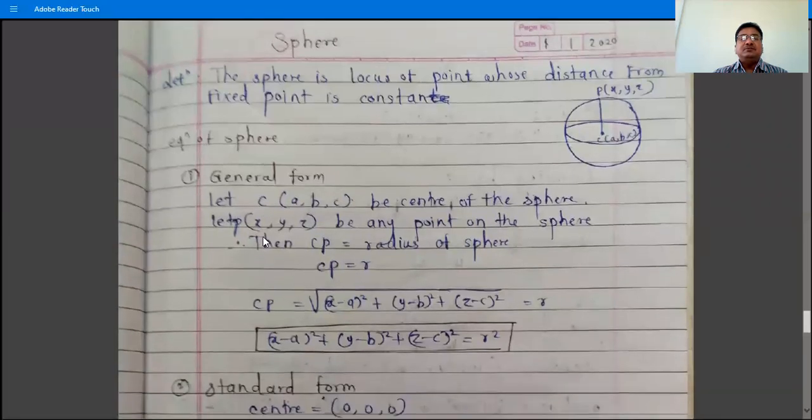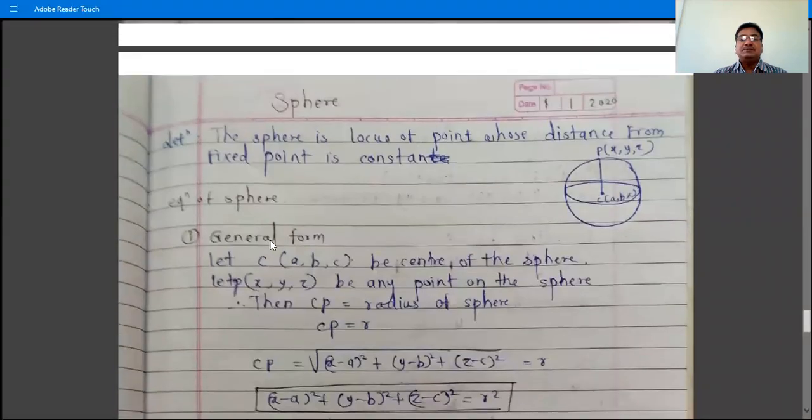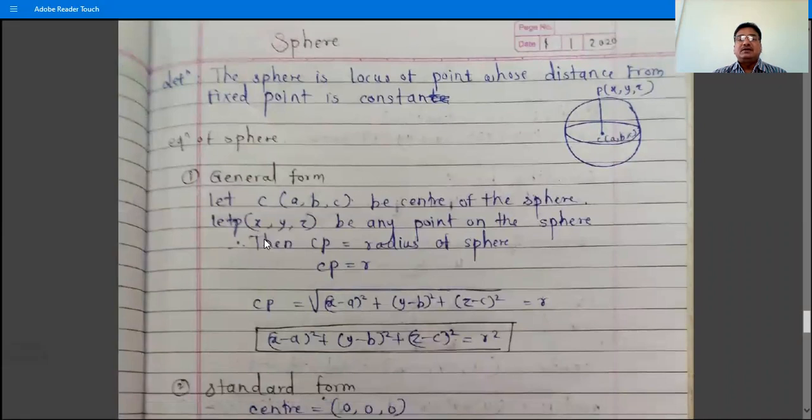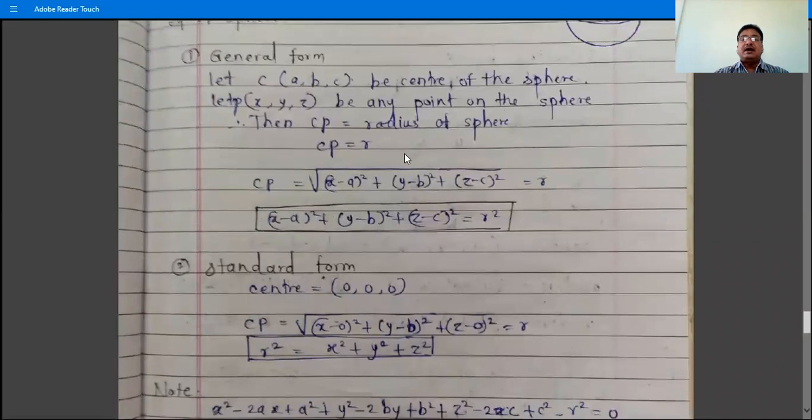There are different forms of the equation of a sphere. The first form is the general form. That is, find the equation of the sphere in general form. So let C(a, b, c) be the center of the sphere, and let P(x, y, z) be any point on the sphere. Then CP is the radius of the sphere. Suppose CP is r. We denote the radius of the sphere by r.